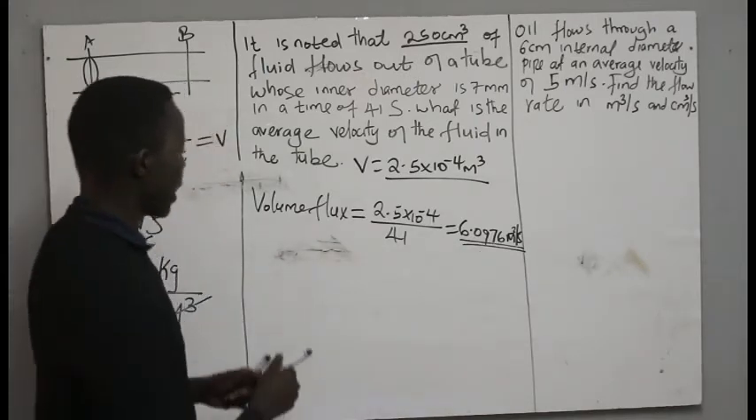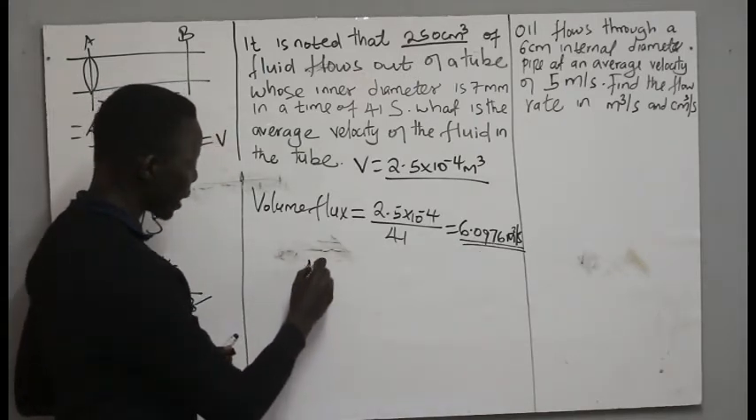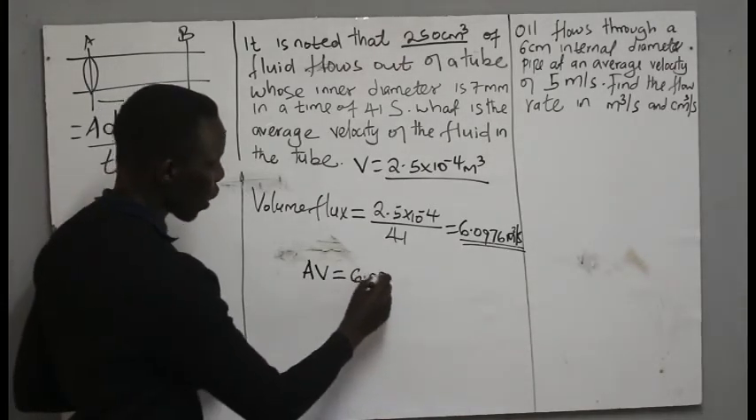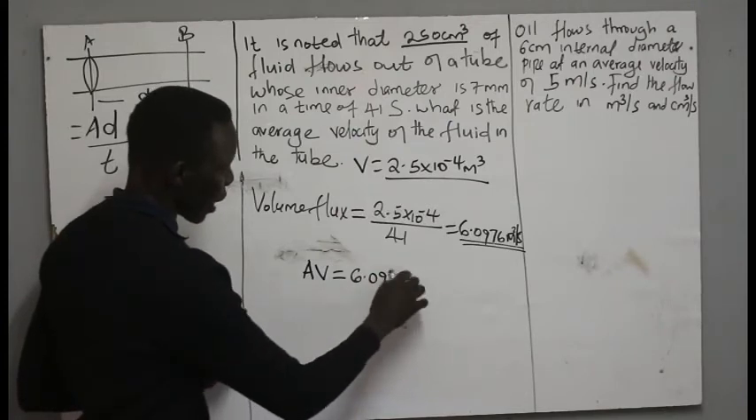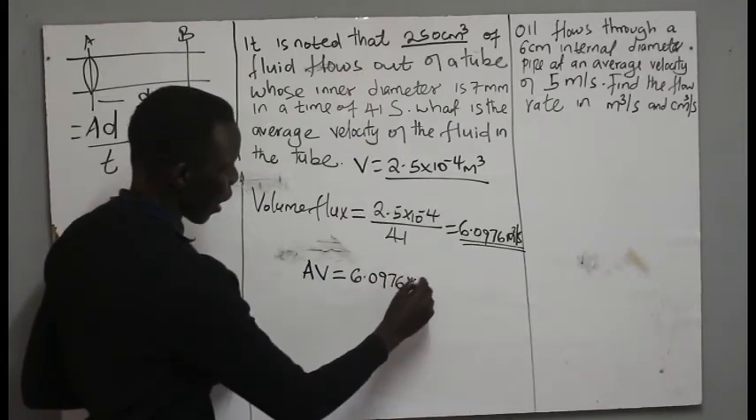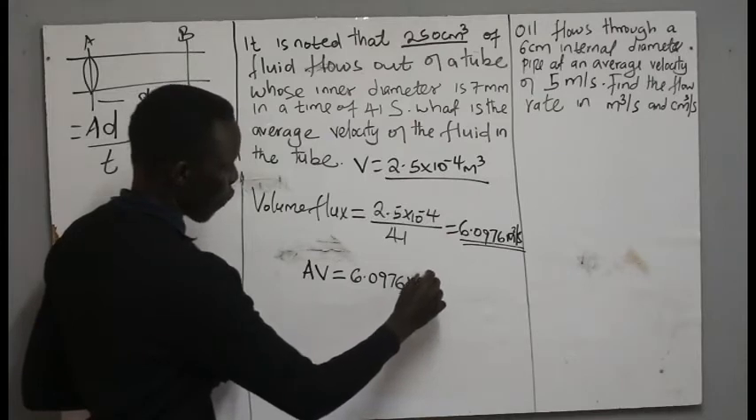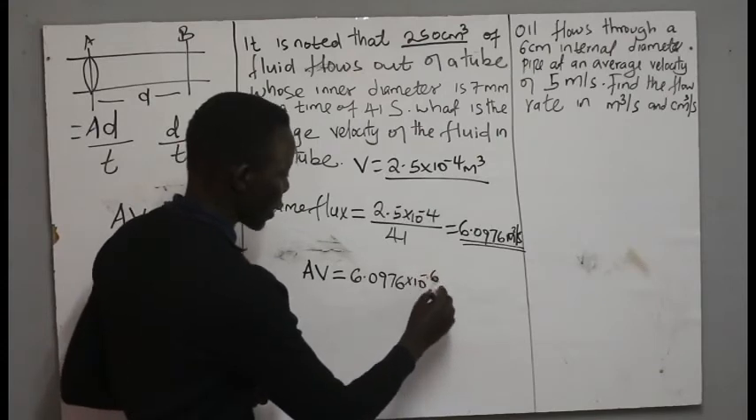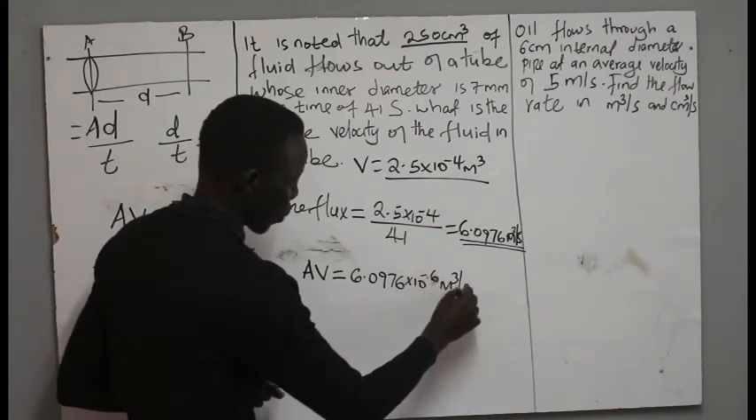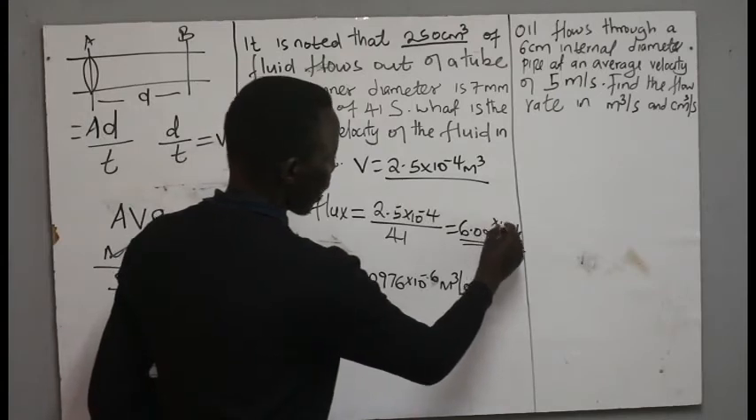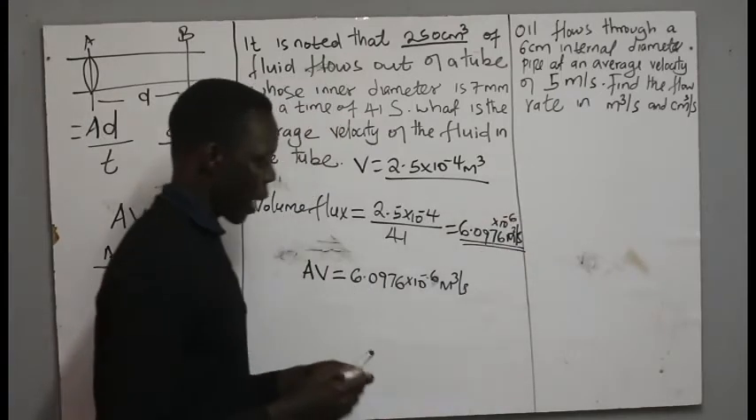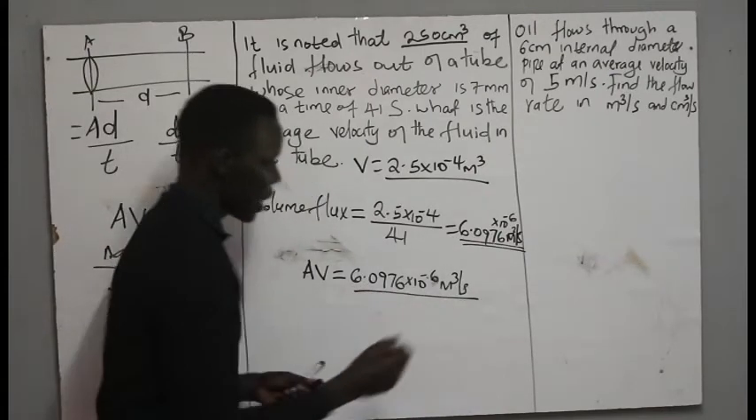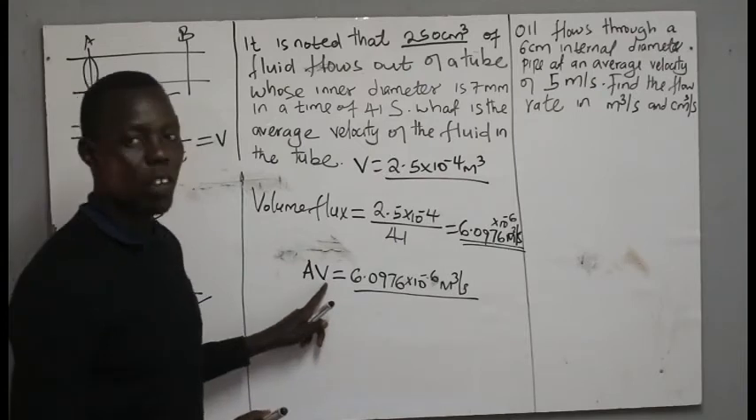This volume flux is given by A times V. This one should be the volume flux, which is now 6.0976 times 10 power negative 4. Oh, so sorry, power negative 6 here. Power negative 6 meters cubed per second. Even here, it should be times 10 power negative 6 meters cubed per second. Now, this is what we have, and they're asking for the velocity, meaning what?